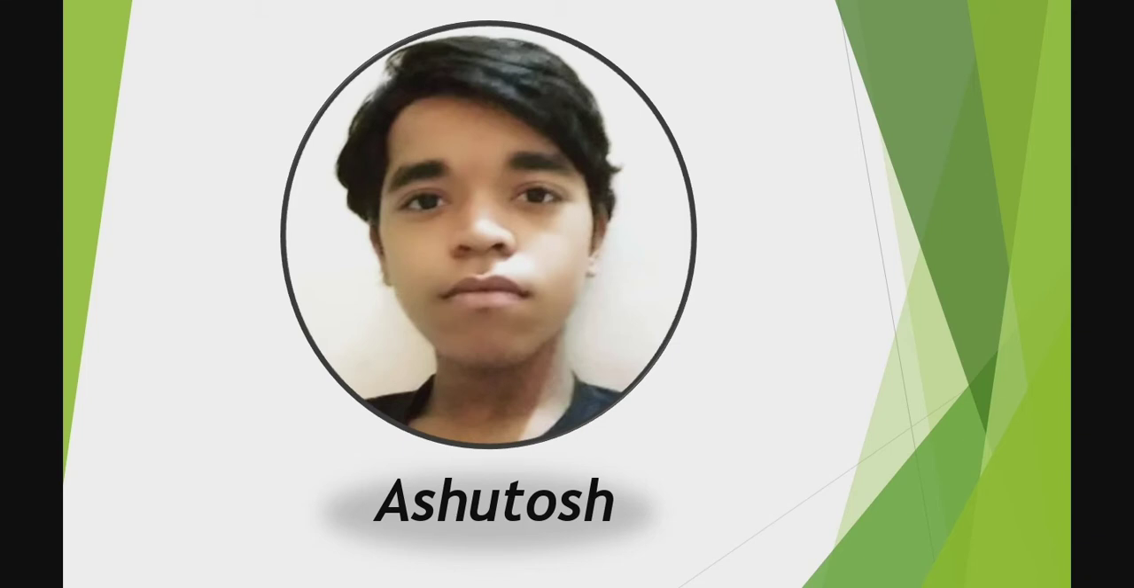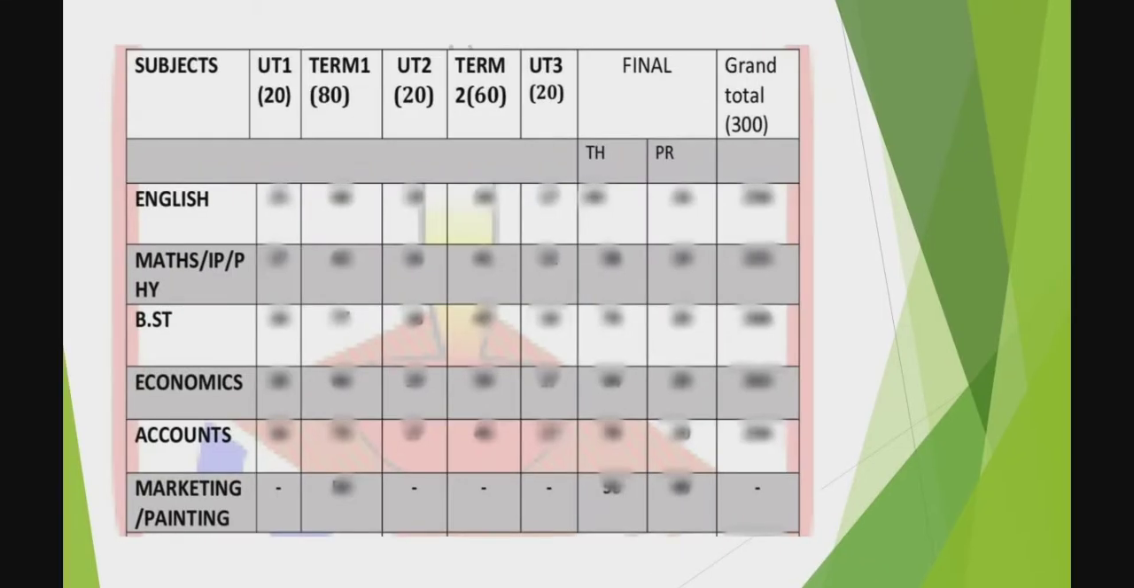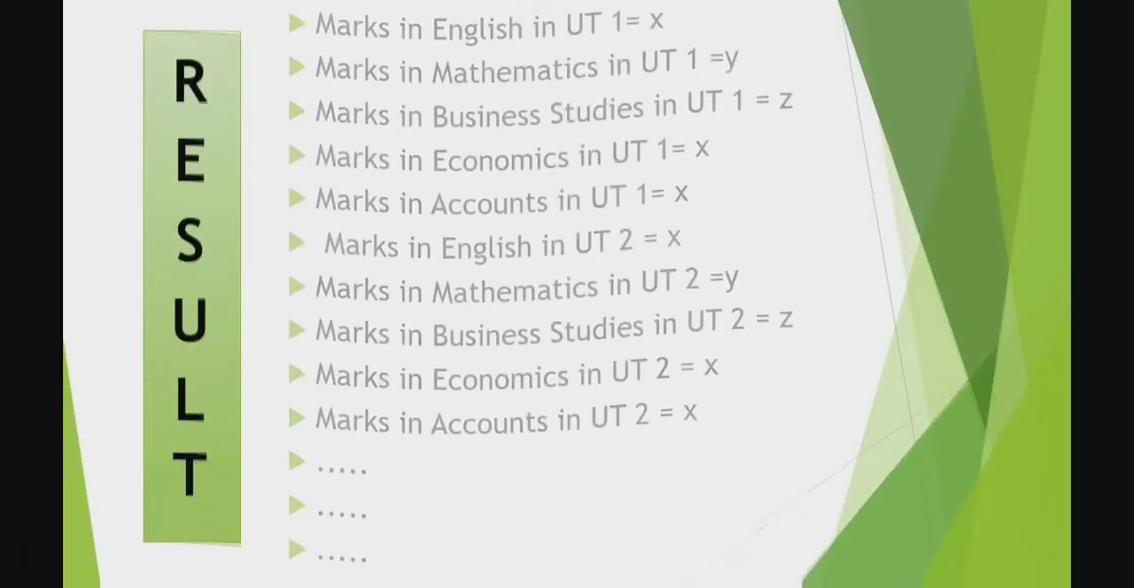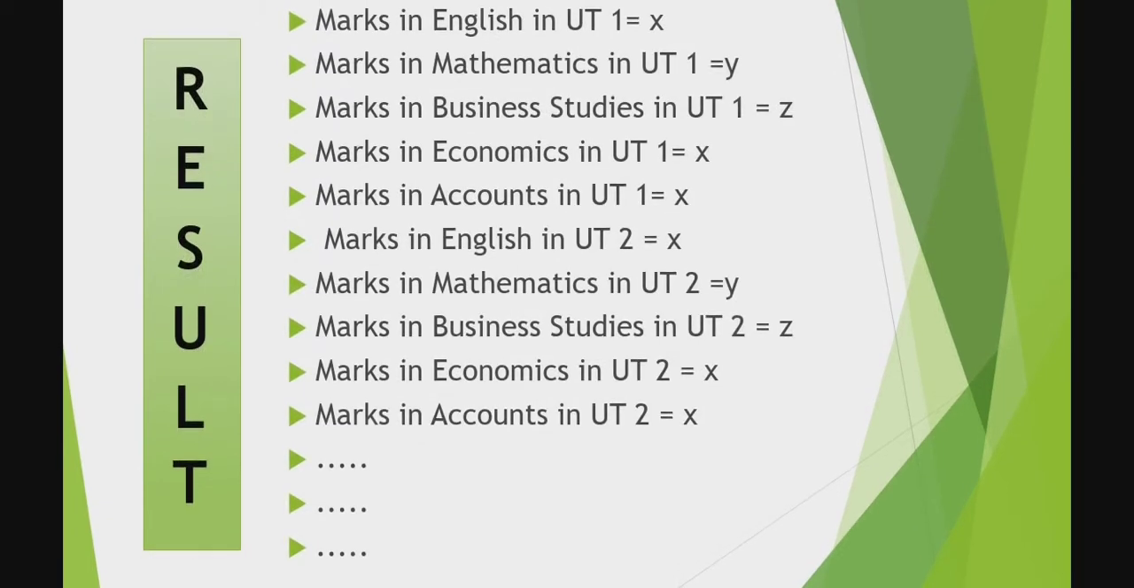So let's begin. This is the format of result which we receive after giving final exams or midterm exams. Now what if our result would be presented in this way? Marks of English in UT1, marks of mathematics in UT1, marks of economics in UT2, marks of mathematics in UT2, and so on. Wouldn't that be too lengthy? Like it can cover more than 2 pages in normal font size.